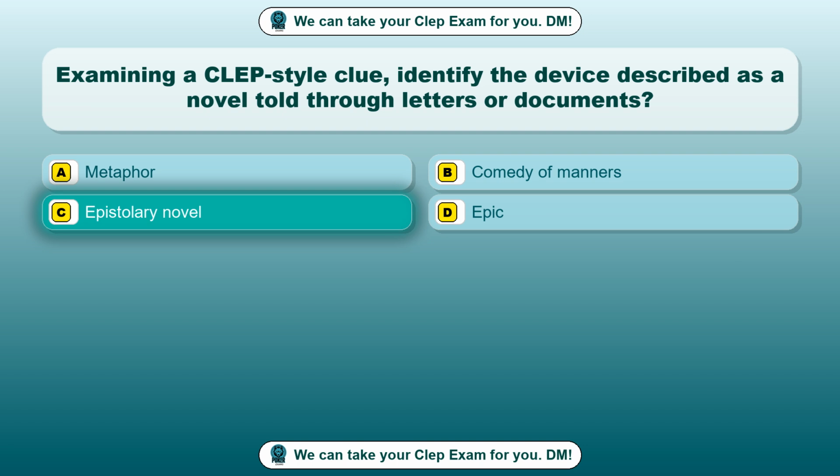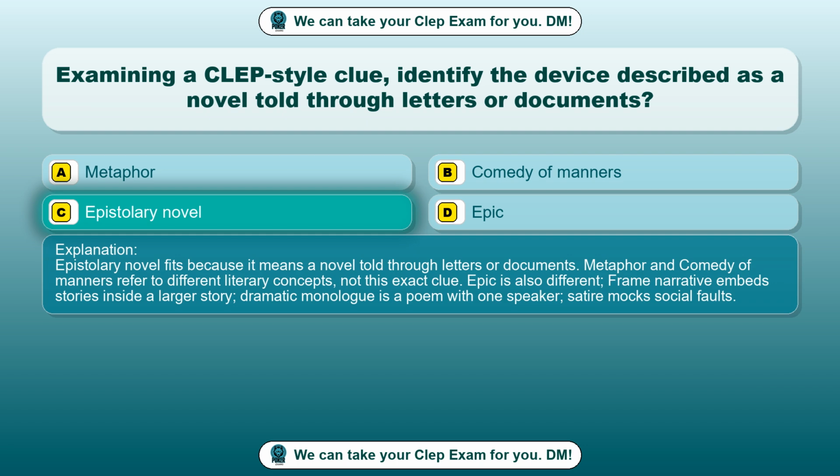Epistolary novel. Epistolary novel fits because it means a novel told through letters or documents. Metaphor and comedy of manners refer to different literary concepts, not this exact clue. Epic is also different. Frame narrative embeds stories inside a larger story. Dramatic monologue is a poem with one speaker. Satire mocks social faults.